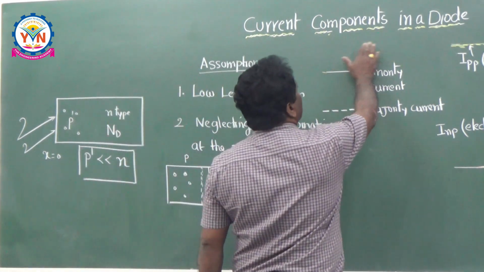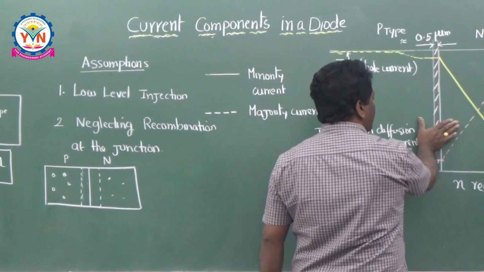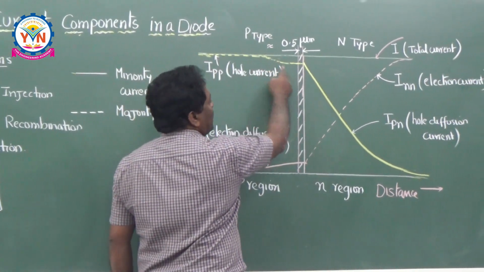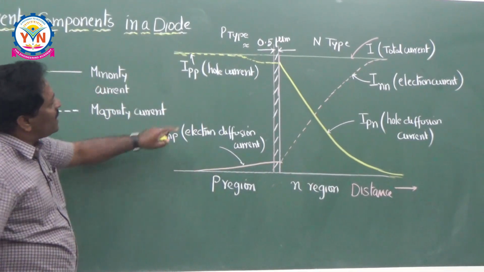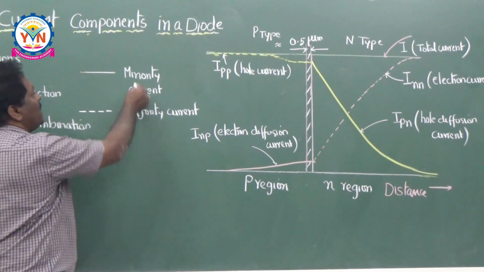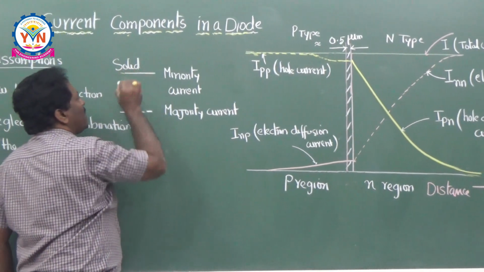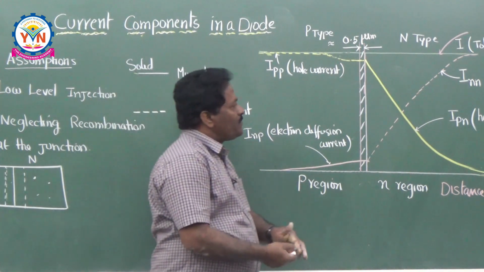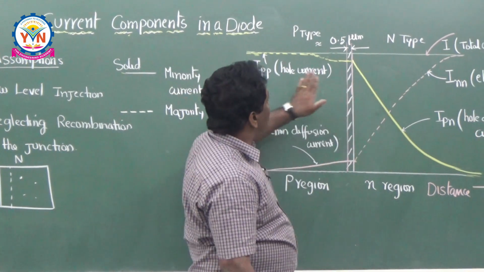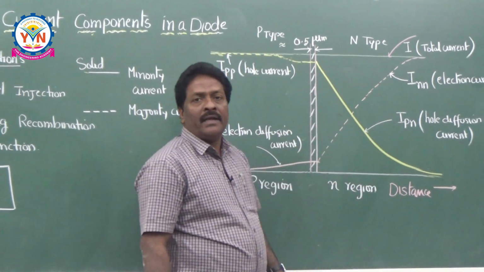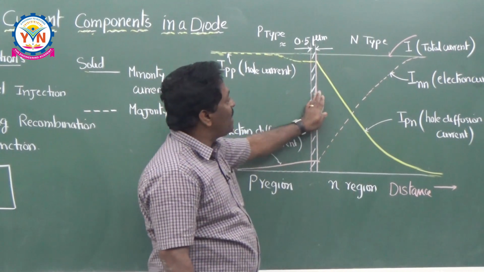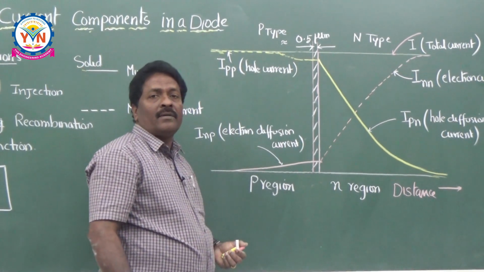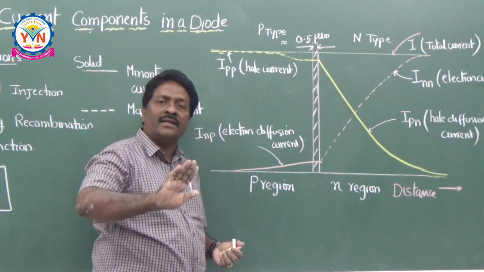So now, coming to the current components in a diode, let us concentrate on this diagram. This diagram has two types of curves here. One is the dotted one and the other one is the solid one. Just for getting clarity, let me say the solid line is minority current. Solid indicates minority and dotted indicates majority current. So now if you come here, this is a diode, this is the P-type material and this is the N-type material. In P-type material, the majority carriers are the holes. In N-type material, the majority carriers are the electrons. And under the low level injection, my concentration is only on diffusion currents, not on the drift currents.